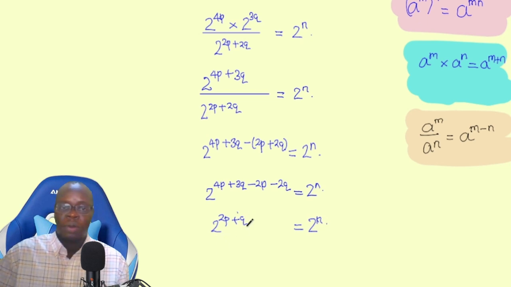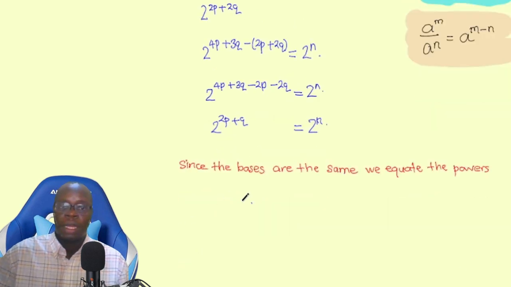Since we have now collected this into one spot, we can move on and equate the powers since the bases are the same. So let's put that statement down here, that since the bases are the same, we equate the powers. And now our powers are just 2p plus q equals n, which is exactly what the question was looking for, where we have written n in terms of p and q, and that is our result.